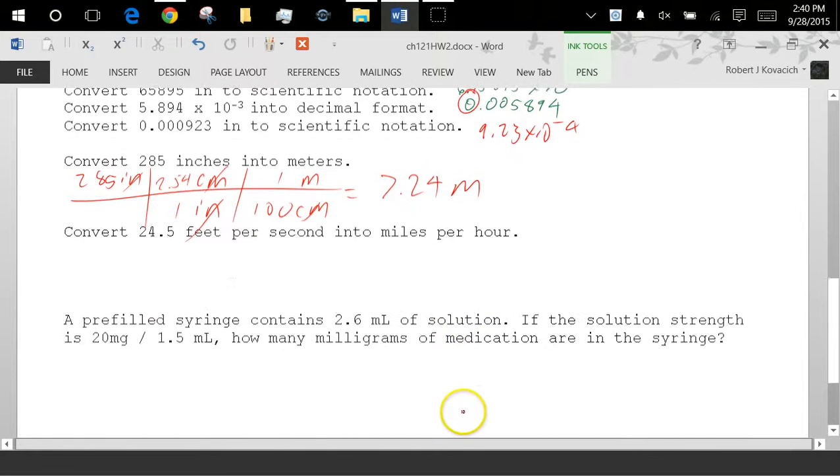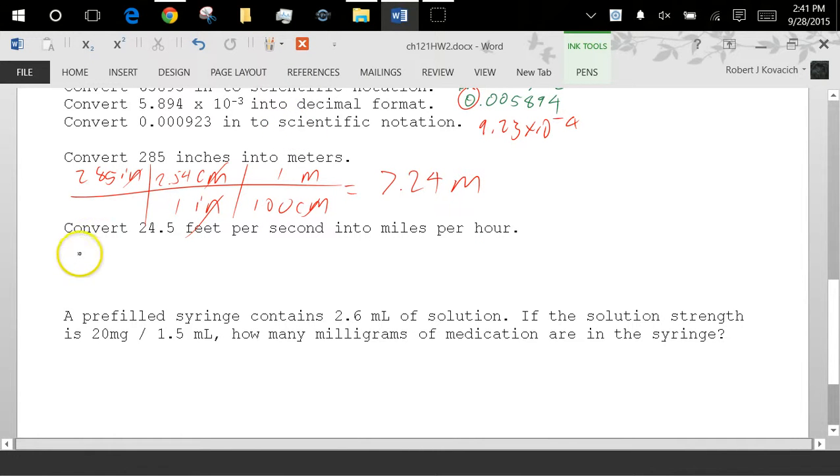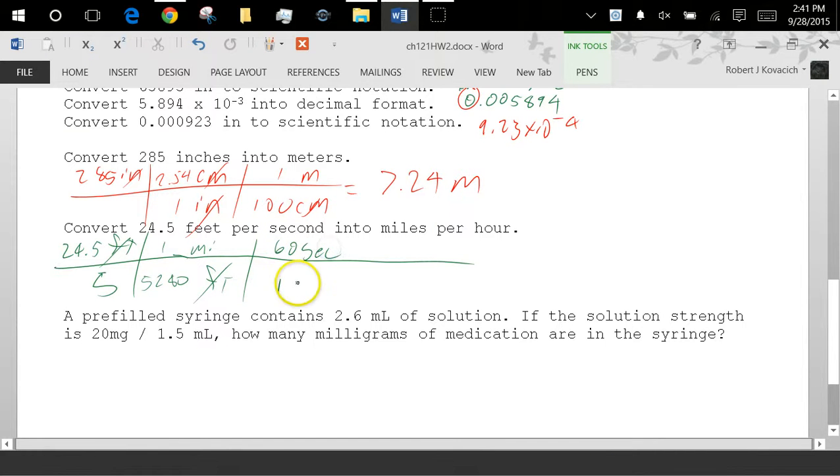So I'm going to convert feet per second into miles per hour. The starting value is 24.7, 0.5 feet per second. Doesn't matter which one we do first. I'll put the feet down here, and then we can go straight from 5,280 feet to 1 mile. The feet are gone, and so I have miles per second, but I want miles per hour. I'll put 60 seconds here for 1 minute, and then 60 minutes for 1 hour. Minutes, seconds, those are gone.